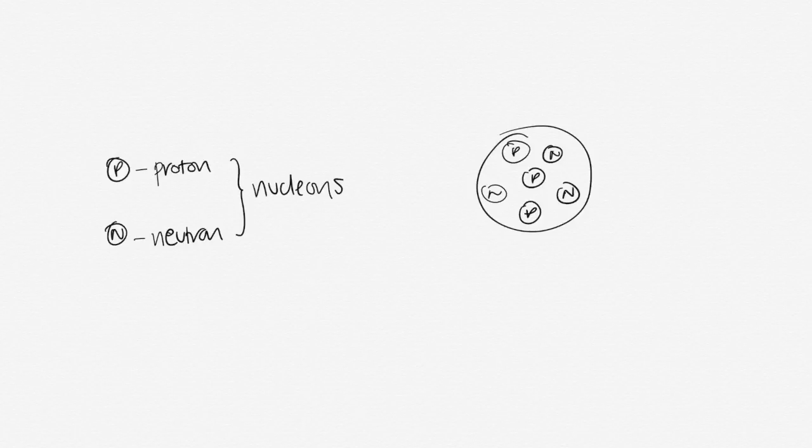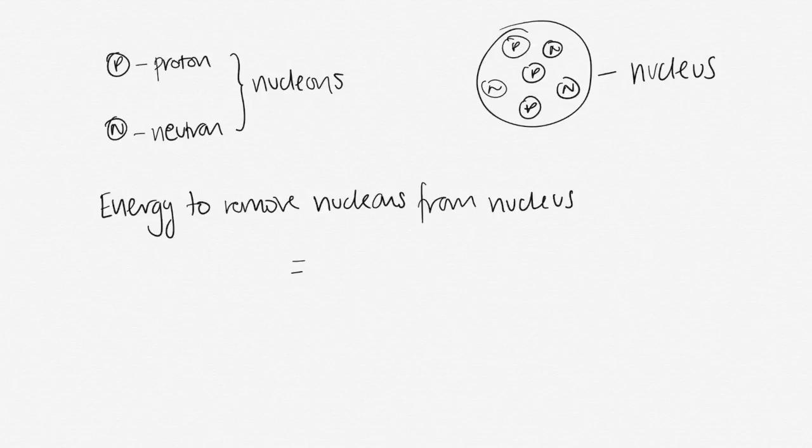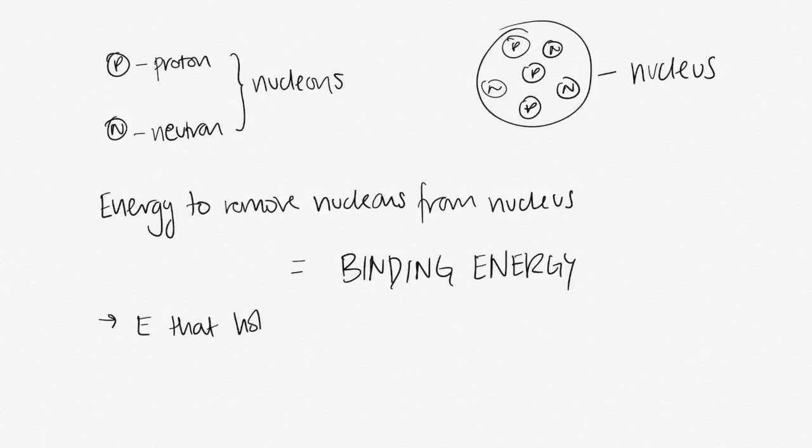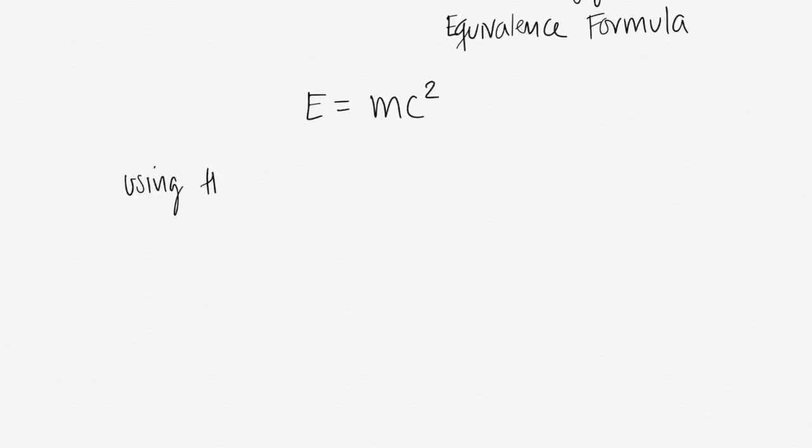Because of the strong nuclear force, the nucleons in a stable nucleus, which are protons and neutrons, are held tightly together. The amount of energy required to remove nucleons from a nucleus is called binding energy. The more stable the nucleus is, the greater is the amount of energy needed to break it apart. We can link this concept of binding energy to the world-famous mass-energy equivalence formula, E = mc², by calculating the mass defect of a nucleus.